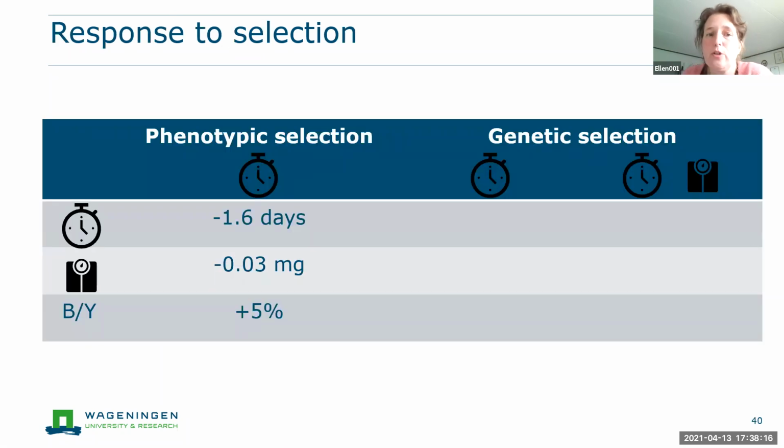So first, the results of phenotypic selection. Using phenotypic selection, we selected on development time, the aim was to reduce development time. So here you can see that if we apply phenotypic selection, we can see a reduction in development time, but we can also see that there is a small reduction in body weight. But overall, we can see that there is an increase in the body mass per year of 5%.